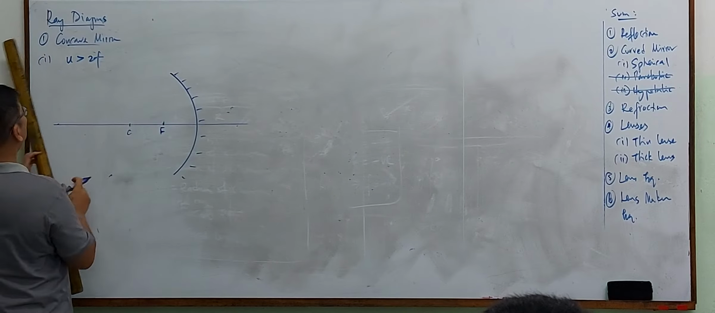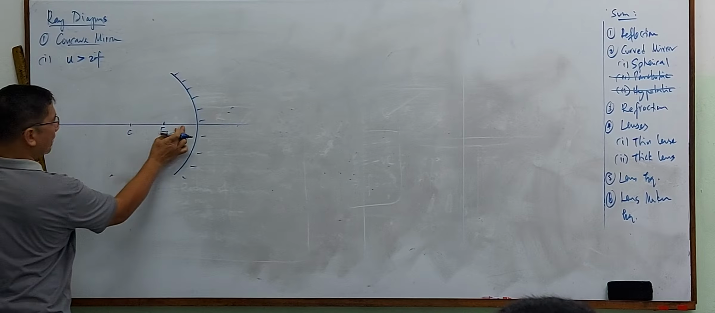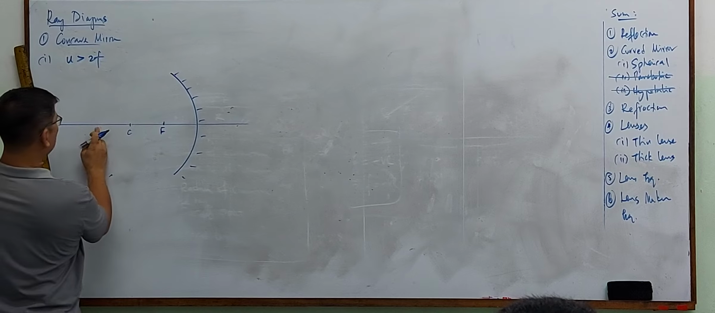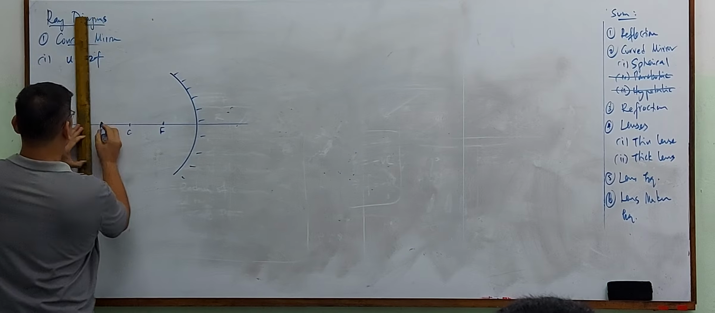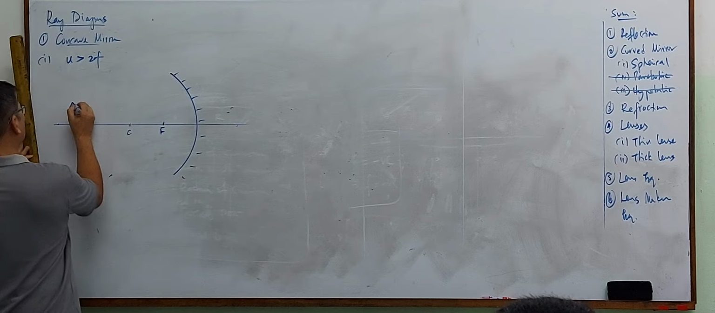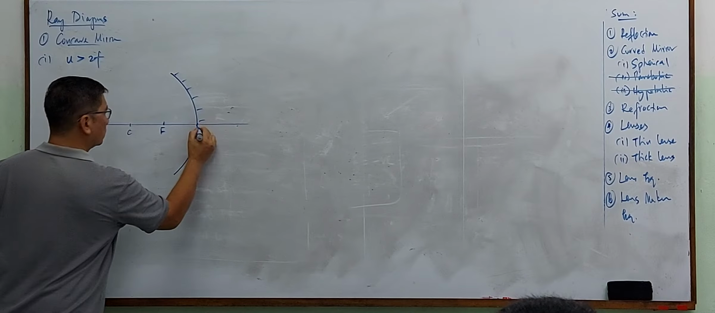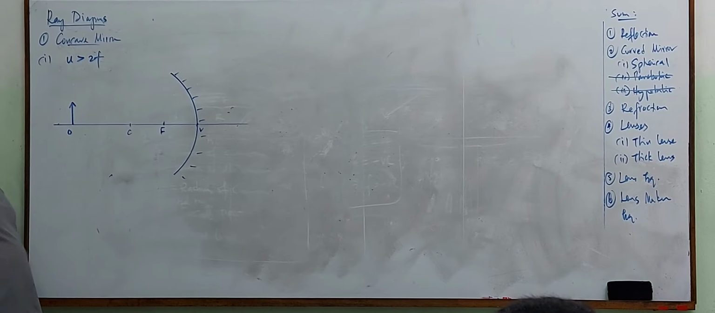Now, let's say we put an object distance that is more than 2F, let's say we put somewhere here. Maybe here. Now, the object is about this size. This is the location of the object. And the distance O to B is called U. OB is U. Yeah?